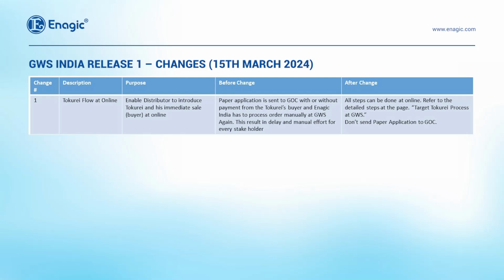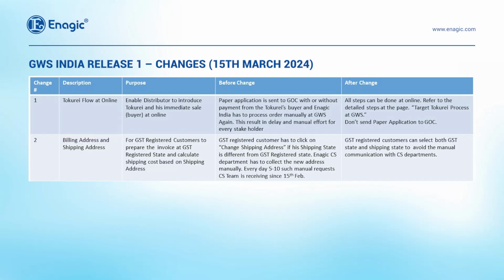Target Tokure process at GWS. Don't send paper application to GOC. Change 2. Description: billing address and shipping address.